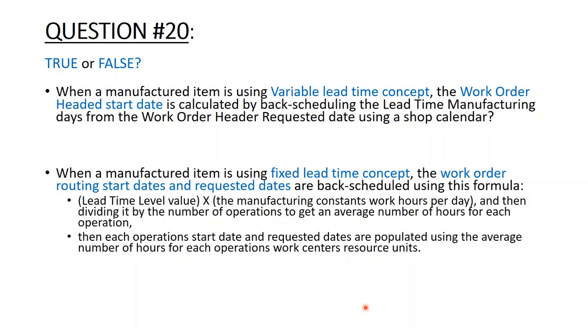True or false? When a manufactured item is using variable lead time concept, the work order header start date is calculated by backscheduling the lead time manufacturing days from the work order header requested date using a shop calendar.